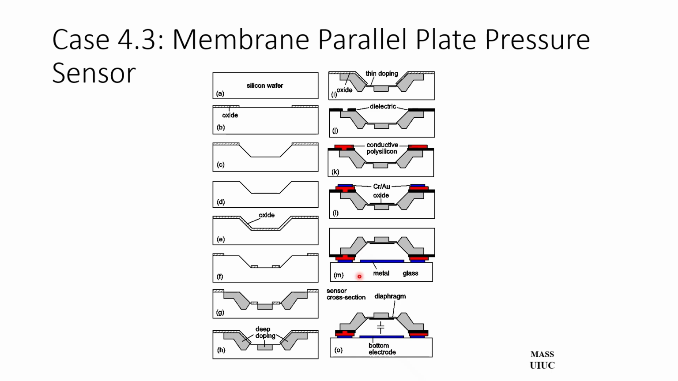And after this, we can use a dicing saw to cut this die and use the silicon etchant to selectively remove the silicon on top without touching the metal and without touching the conductive polysilicon. This is a very interesting and rather delicate process.